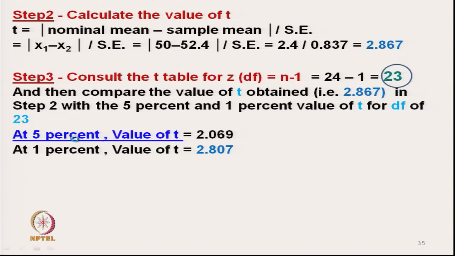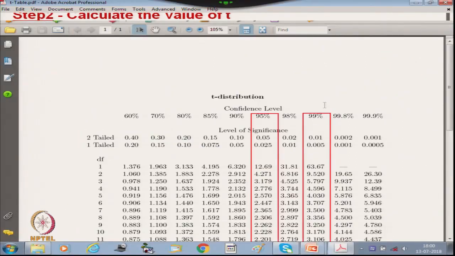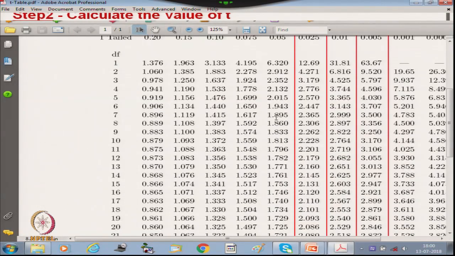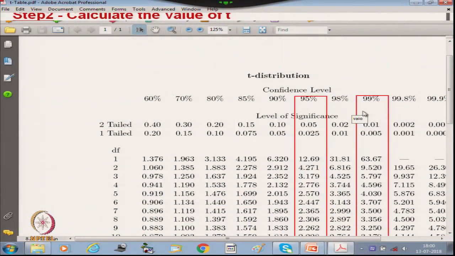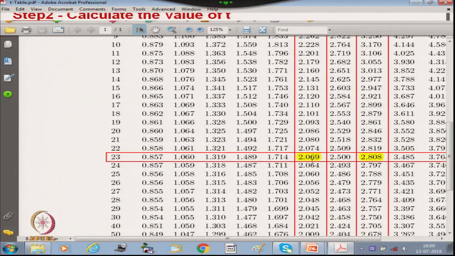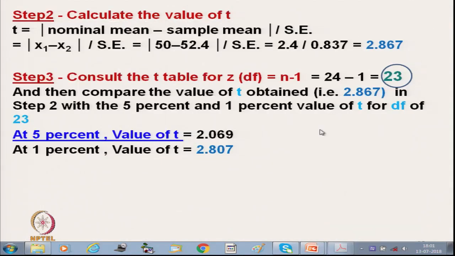Let us see from the table. At the 5% level, we see that the degree of freedom is 23. At the 5% level, this is the 95% level, it is 2.069, okay, and at the 1% level it is 2.808. So, with these two values, we can compare the results.